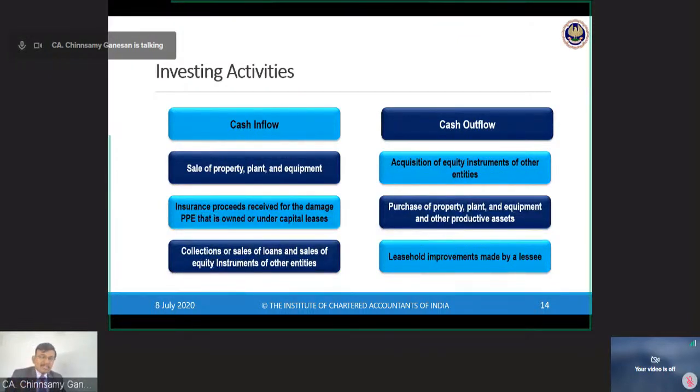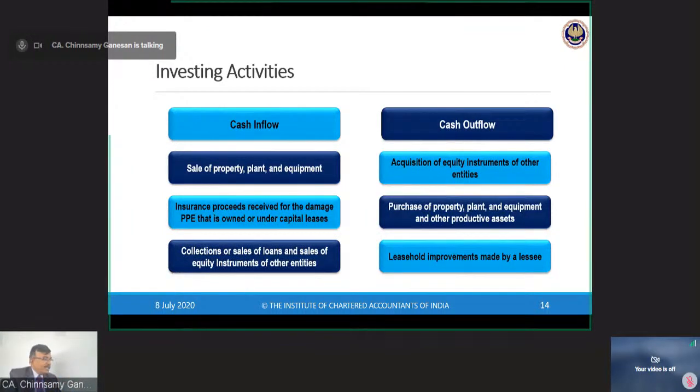Assuming that it's not a company, it is a non-corporate entity, then AS 3 says level 1, level 2, level 3 classification, which you might have read in your IPCC itself. Level 1 entities are mandatorily to prepare cash flow statement irrespective of whether you are preparing on cash basis or not. Okay. So if it is a cash basis, it will be like a direct method. We will see that a little later.